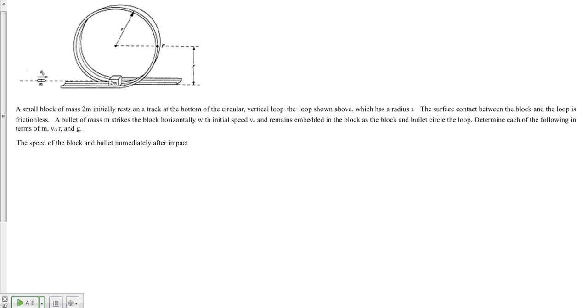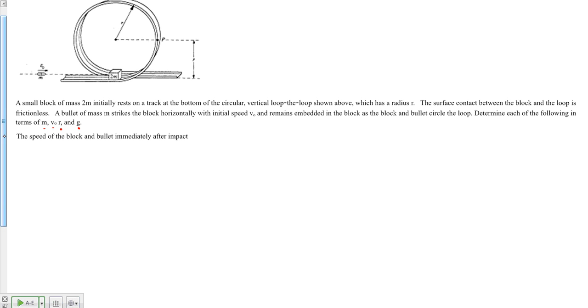So what type of collision? Inelastic collision. Energy is conserved? No. Elastic collisions are the only ones where energy is conserved. Energy is lost in this type of collision. Determine each of the following in terms of m, v naught, r, and g.